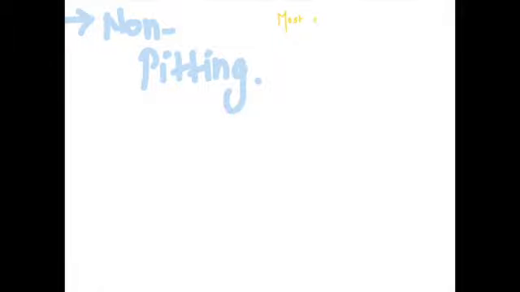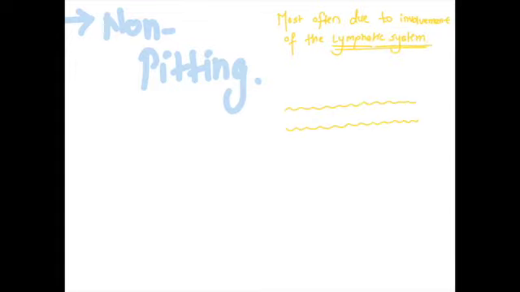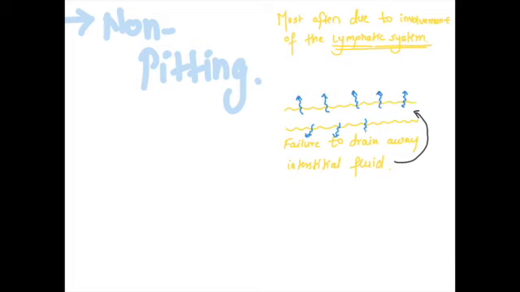Let's now discuss non-pitting edema. These are mostly due to defect in the lymphatic system. When the lymphatic system fails to drain the excessive fluid present in the interstitial tissue, it causes increase in the pressure inside the lymphatic system, forcing the fluid to move outside. Along with the fluid, some amount of protein is also moved outside into the interstitial space.